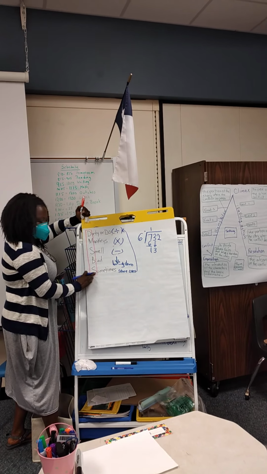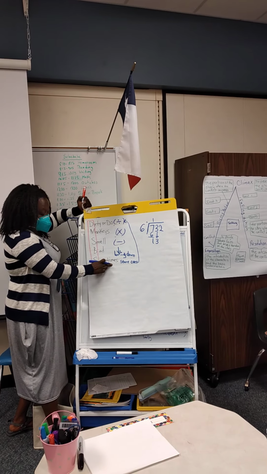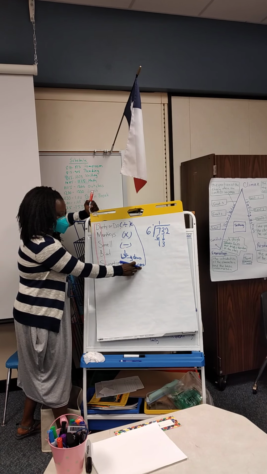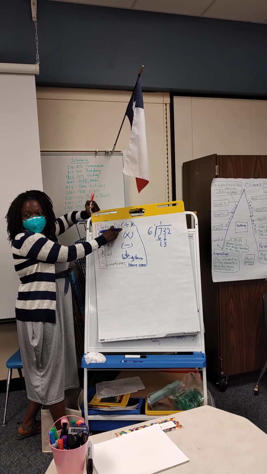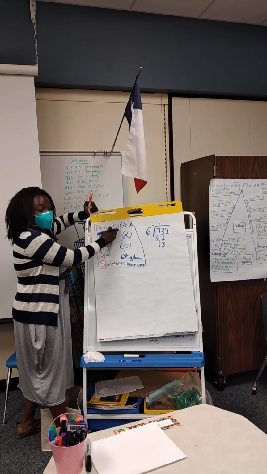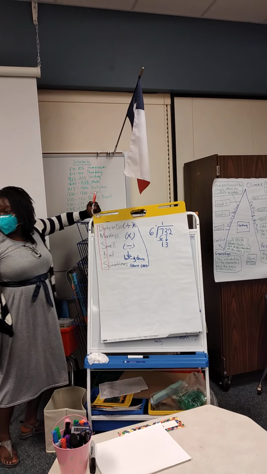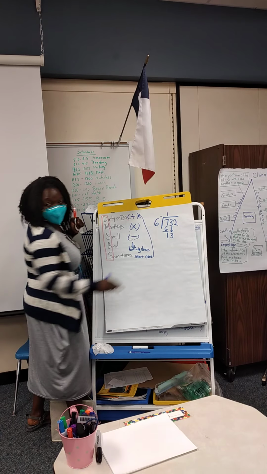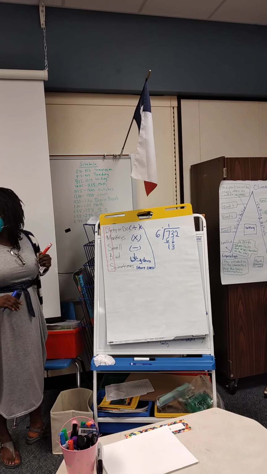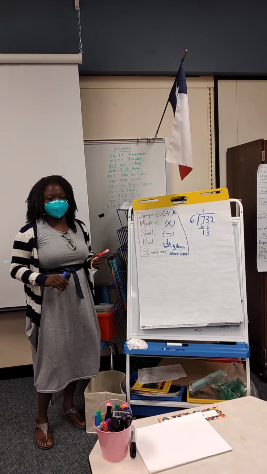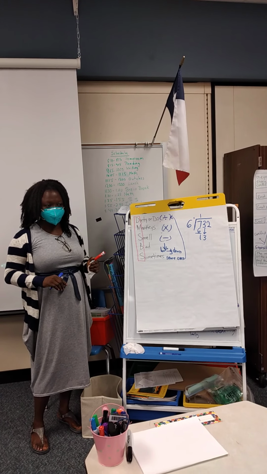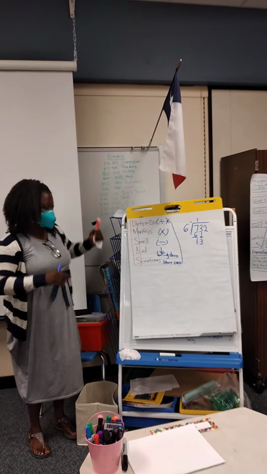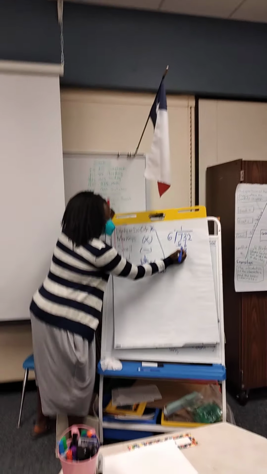So once we bring down, what do we need to do? Start over. Start over from what? Divide. So we're back to step 1. So you keep going back until there's no more digits in the dividend. Comprende? Okay. So now we're starting over.